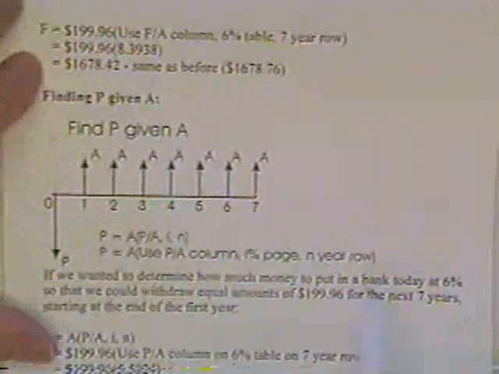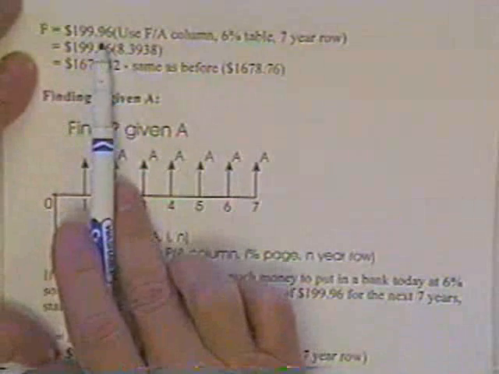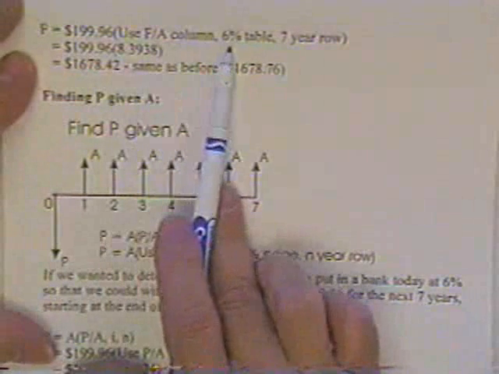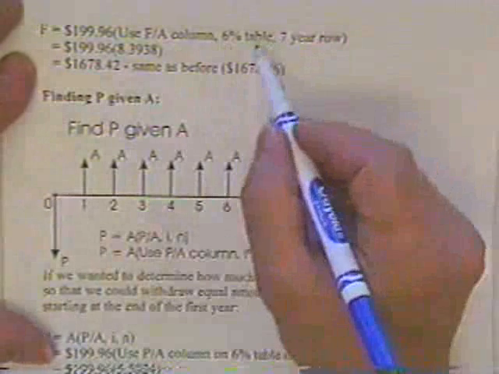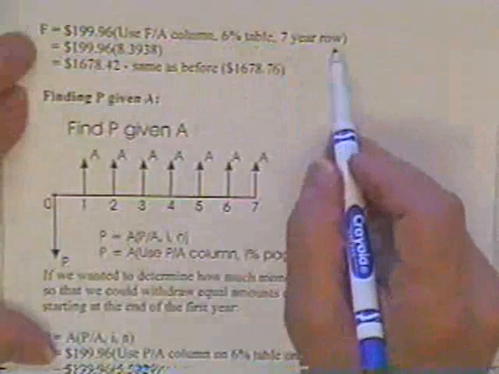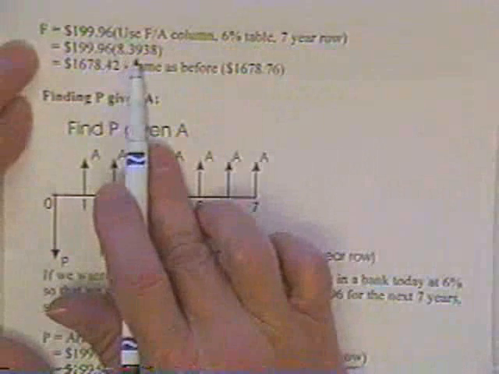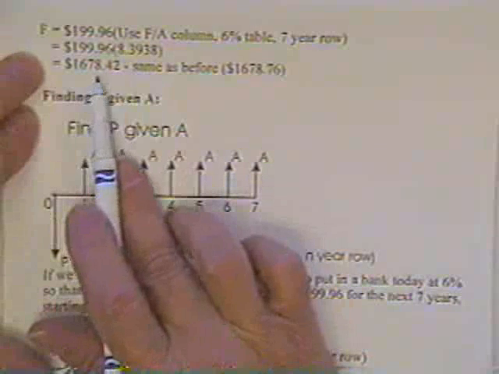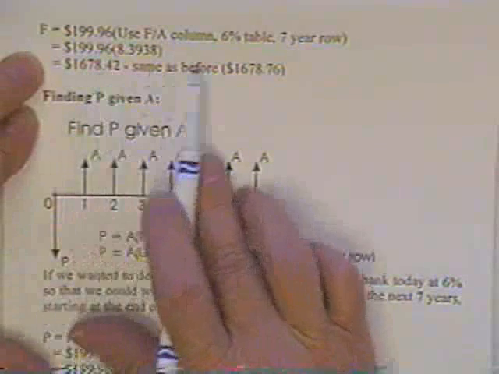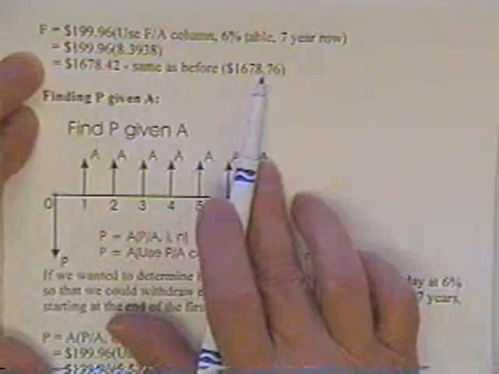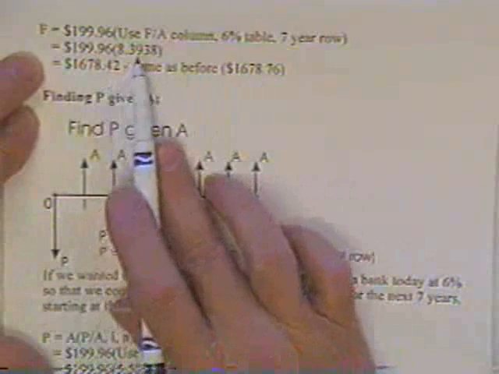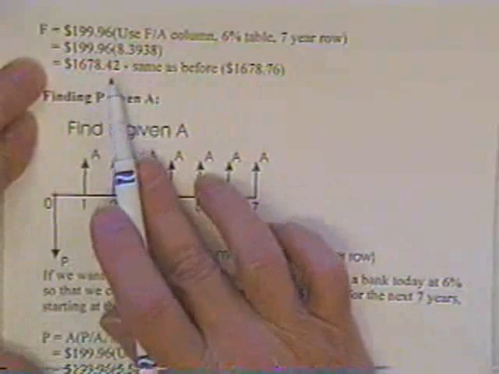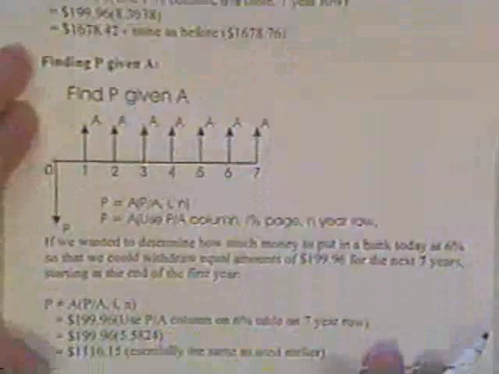We do that by multiplying $199.96. We use the F over A column, the 6% table. That's correct this time. 7-year row. The factor is 8.3938 if you'll check that in the book, which gives you $1,678, which is almost the same as we got before. There's only 4 decimals of accuracy on the number there, so you're not going to get exactly, but they're also not going to ask you answers that close either.